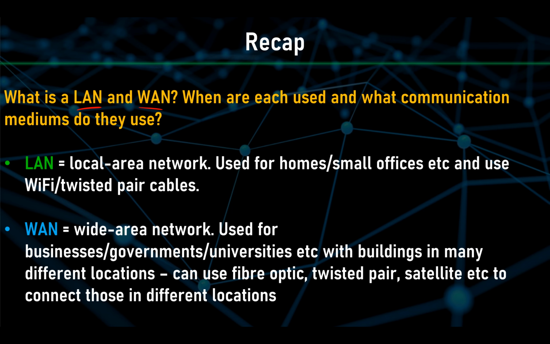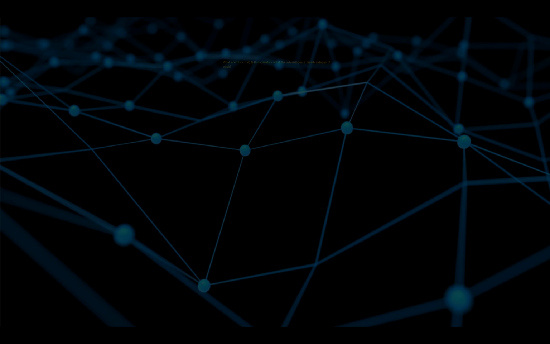As for the communication medium, a LAN can use Wi-Fi, and also twisted pair cables. These we'll actually look at in more detail in a future lesson. For WANs, they can use fiber optic, twisted pair, or even satellite to connect the different locations, in different countries, different cities. Again, we're going to look at these in a future lesson.